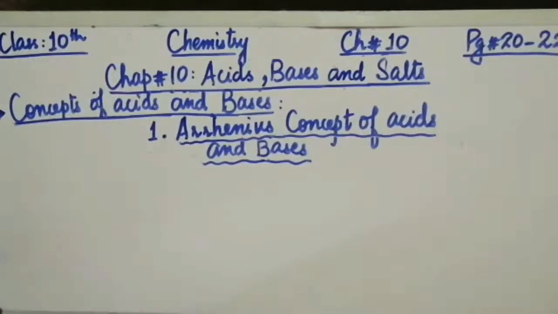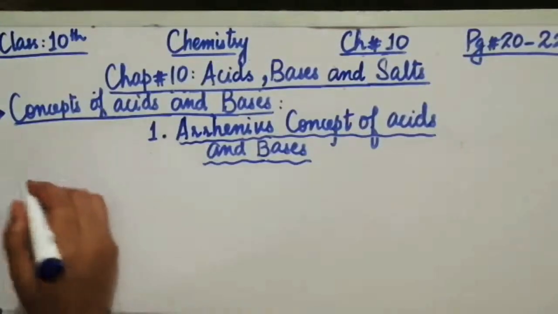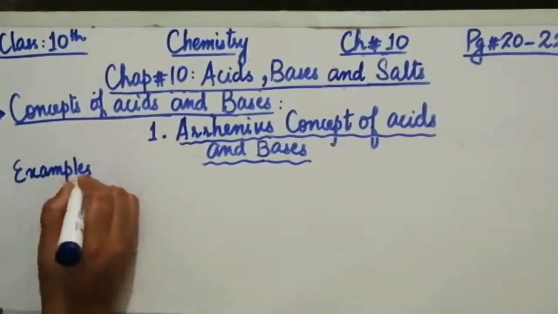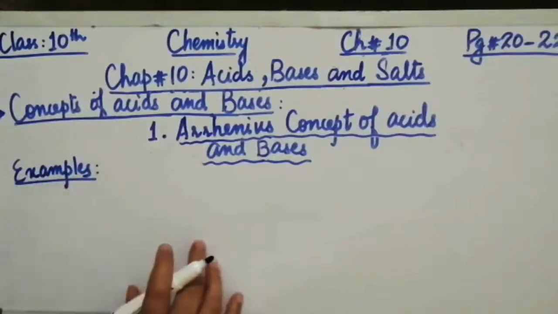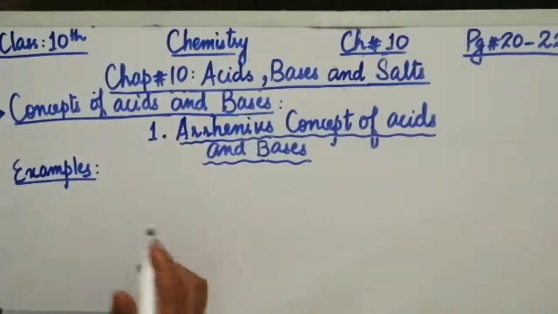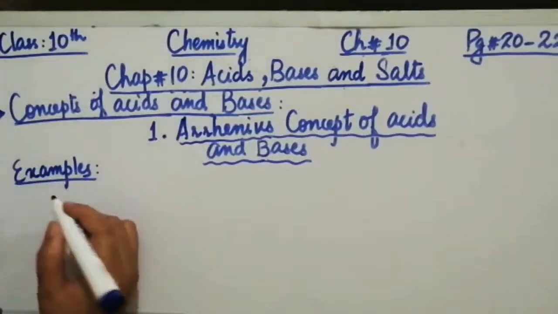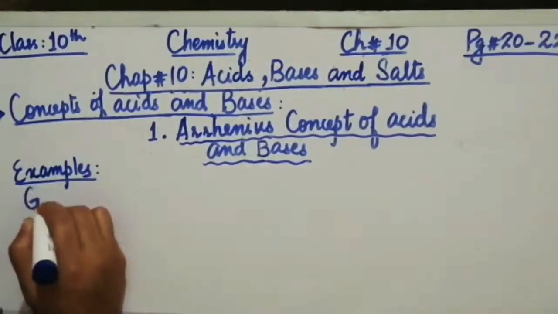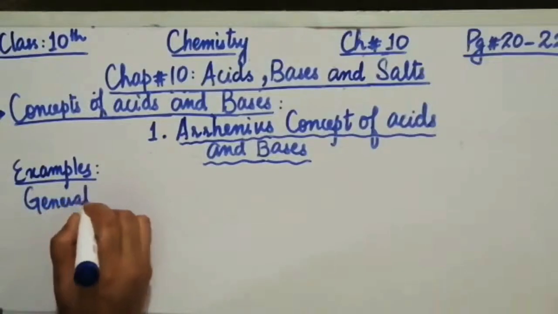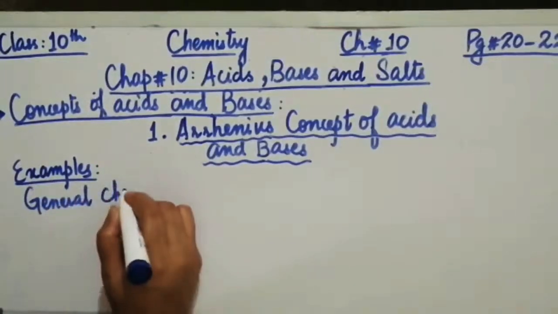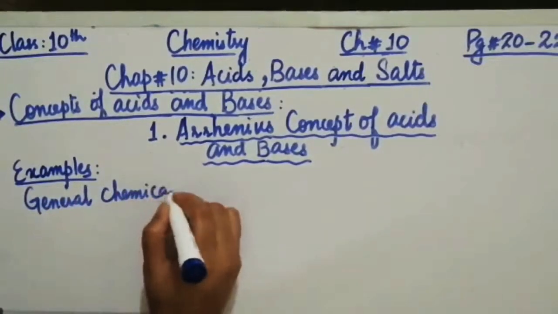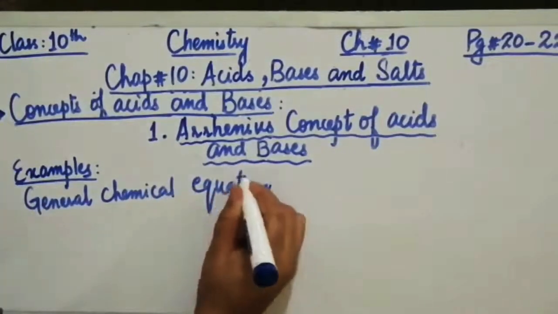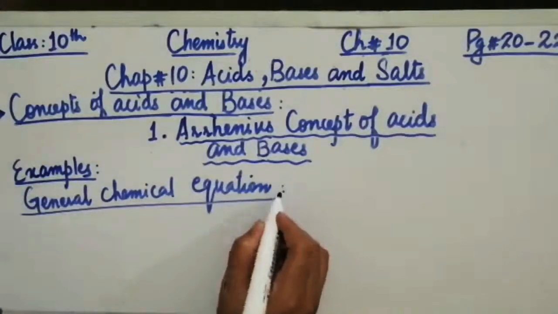Examples of acids proposed by Arrhenius are given here now. So the first example is in the form of a general reaction. The example given in front of you is in the form of a general equation. How will you make the general chemical equation as an example of an acid? So this will become your next heading, general chemical equation.